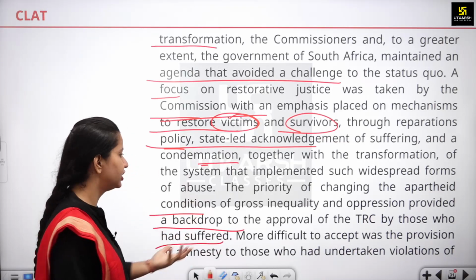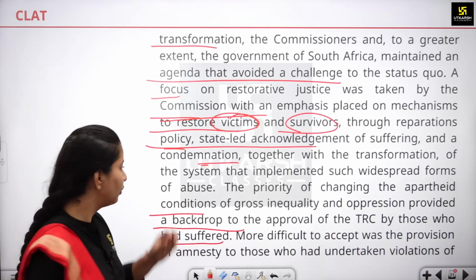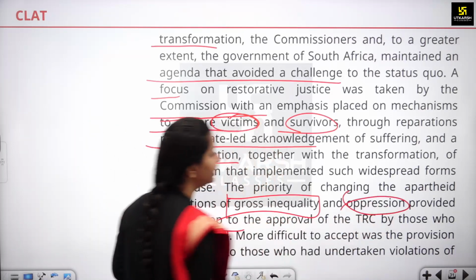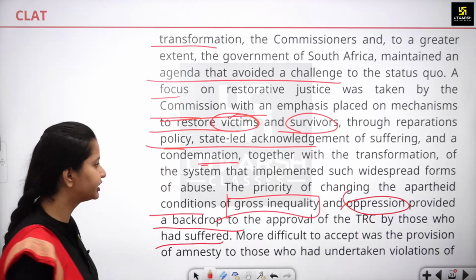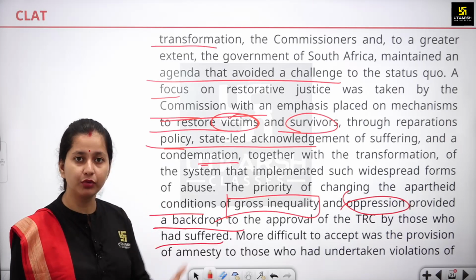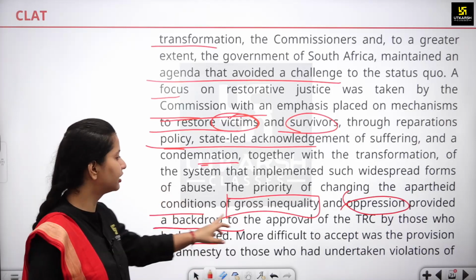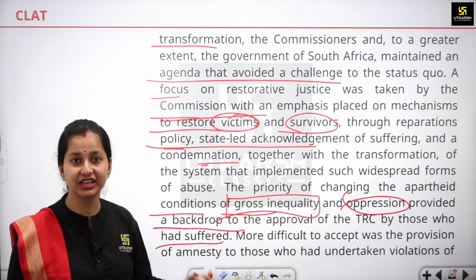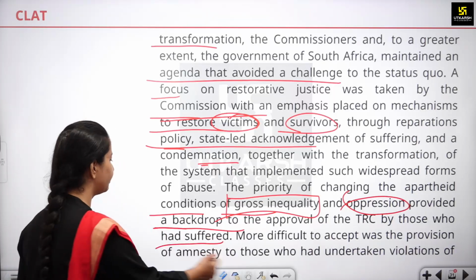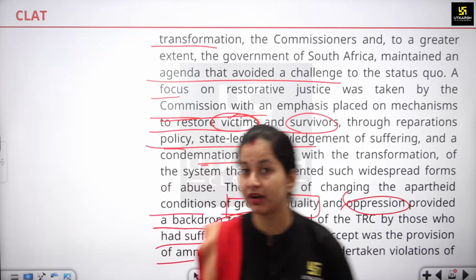Now the priority of changing apartheid, the priority of changing apartheid, with that condition of gross inequality and oppression, basically provided a backdrop to the approval of the TRC. The TRC did not do what it was approved for, rather because of it a gross inequality and oppression as a condition has developed, so it had become more difficult to accept the provision of amnesty to those who have undertaken violations.